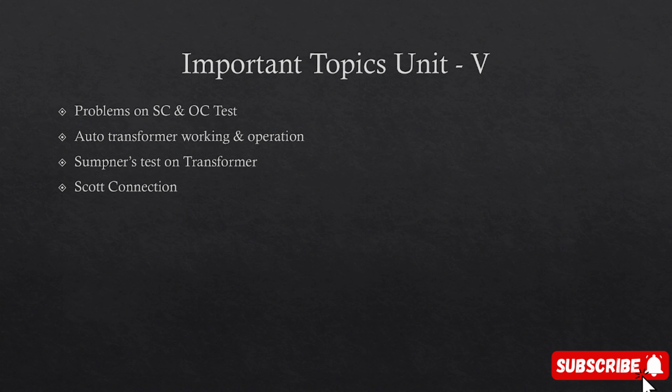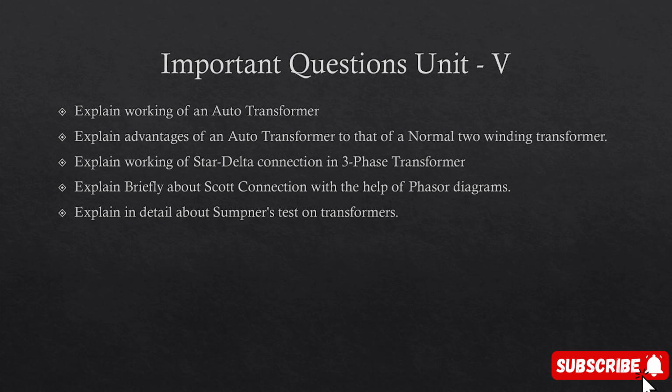And coming to the unit 5, these are the tests performed on the transformer, just like the tests which are performed on DC generator. So here, short circuit test, open circuit test, which is known as SC and OC test, auto transformer working, Sumpner's test on working, and Scott connections. So these will be the important questions. So you can just see this Sumpner test, Scott connection, star delta, auto transformer, and all this you will get. So you can just take a screenshot of this.